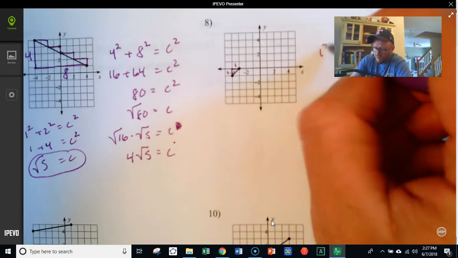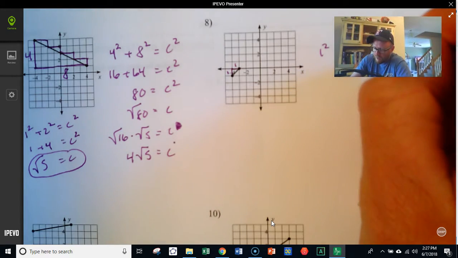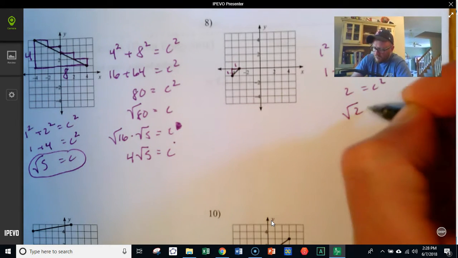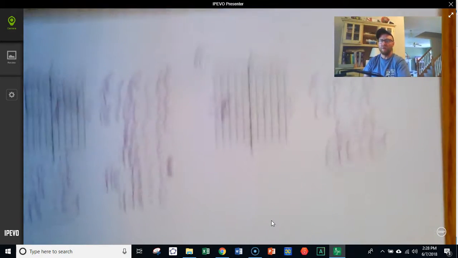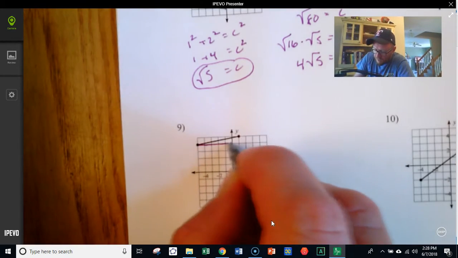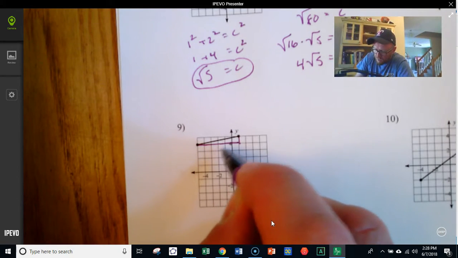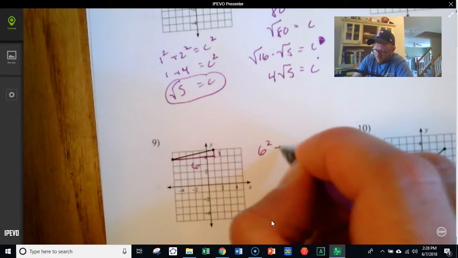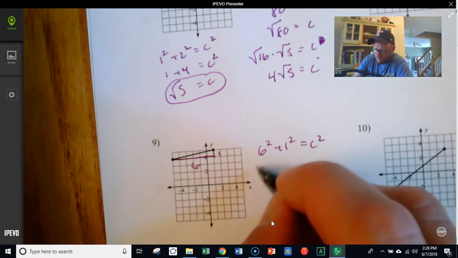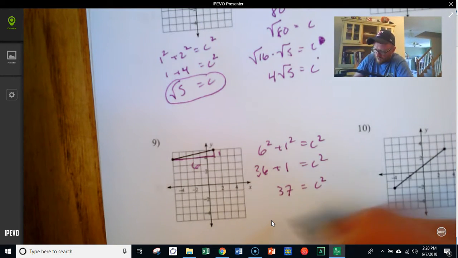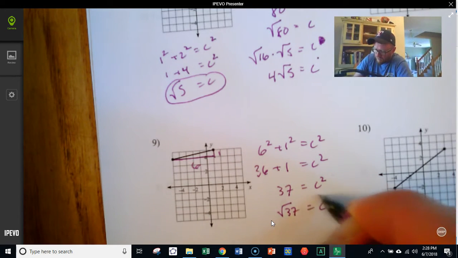just 1 and 1. 1 squared plus 1 squared equals c squared. 1 plus 1 is c squared. 2 is c squared. Square root of 2 is c. Oh, down here so you can see it all. Alright, that's a pretty common one, by the way. Here, over and up, we have 1, 2, 3, 4, 5, 6, and 1. So 6 squared plus 1 squared is c squared. 36 plus 1 is c squared. 37 is c squared. Square root of 37 is c.